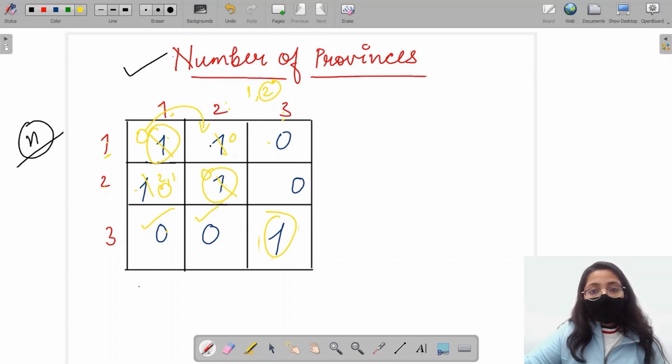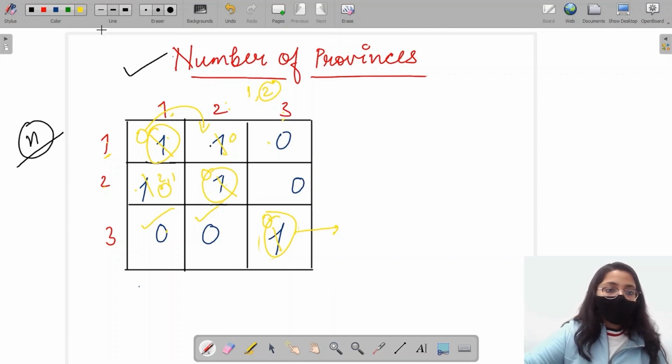And 3 comma 3 is 1 only. So we will make it as 0. Increase the count by 1. So it will give me another province. And we cannot go to any other city after this. So we will leave it as it is.